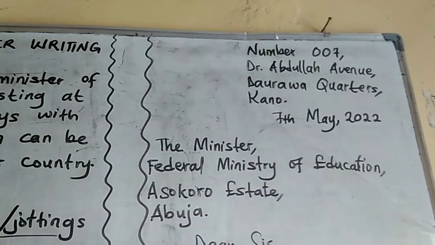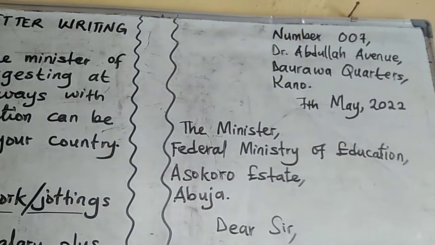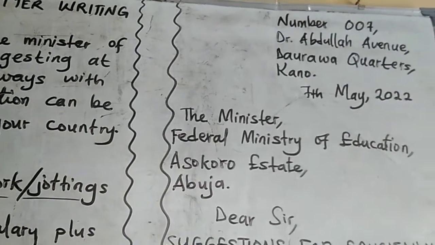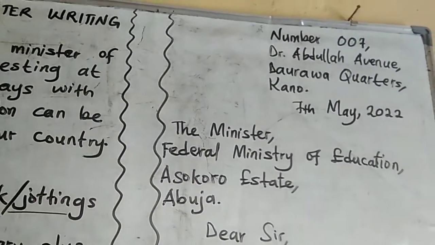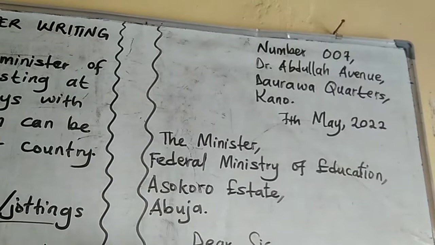Now, moving on to the address of the person to whom you are writing the letter. Here is a sample on the board, which is the Minister, Federal Ministry of Education, Asokoro Estate, Abuja.